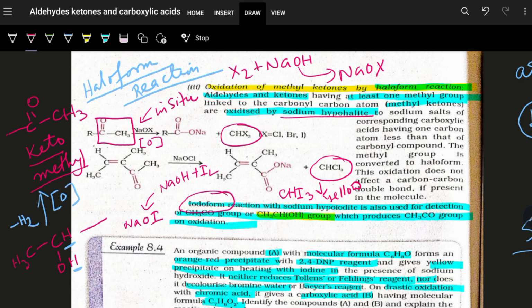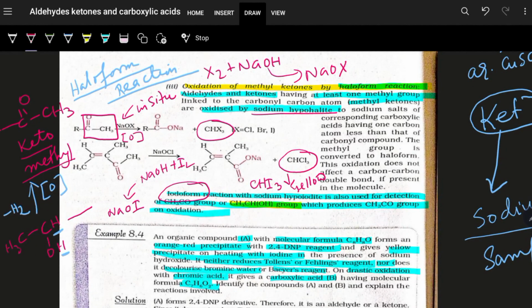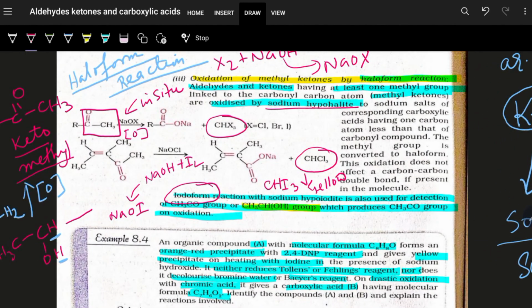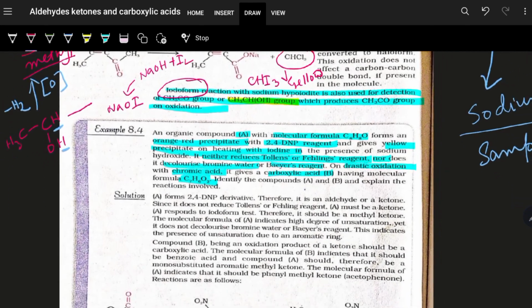Please keep in mind one thing: when you are using any test as a distinguishing test, there should be some observable change. Maybe some precipitate you are getting, maybe some characteristic smell, or maybe some fumes, some gas getting evolved which you can test, or some color change. So any observable, distinguishable change can be used as a distinguishing test.